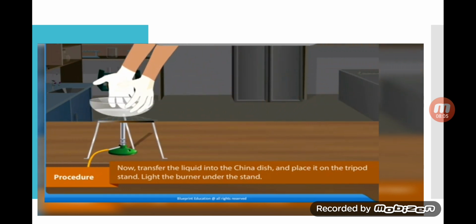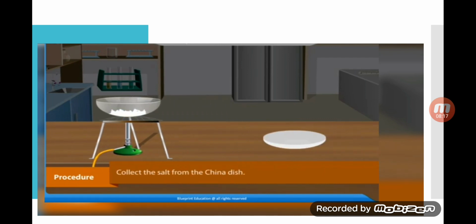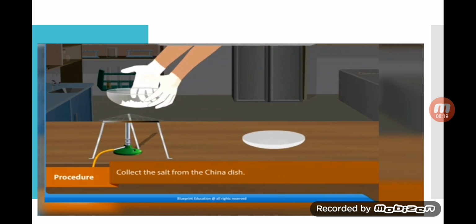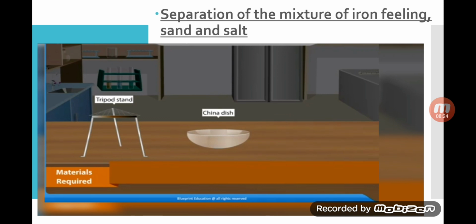Light the burner under the stand. Heat the solution until the water evaporates completely. Allow the residue salt to cool down for some time. Collect the salt from the china dish.